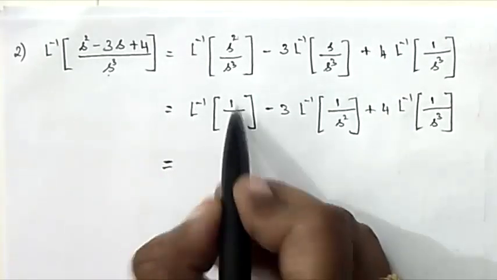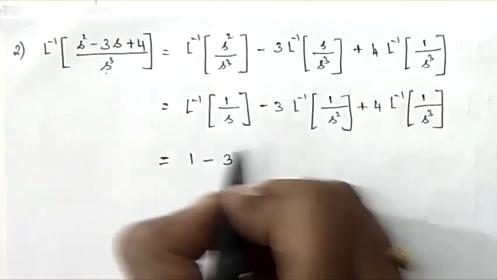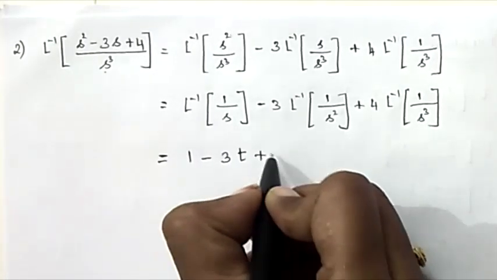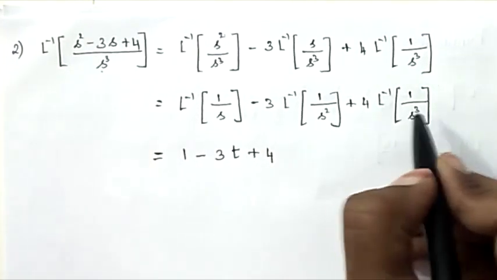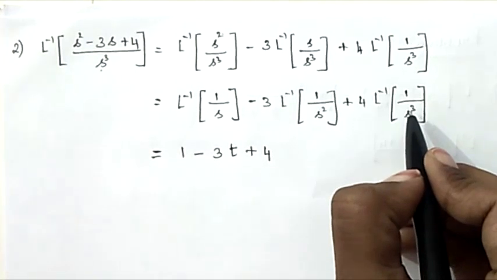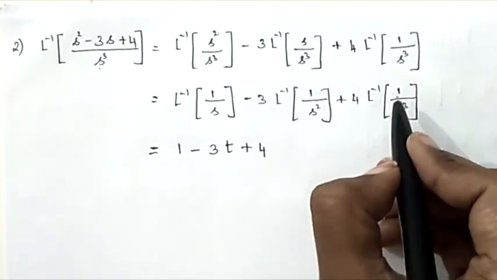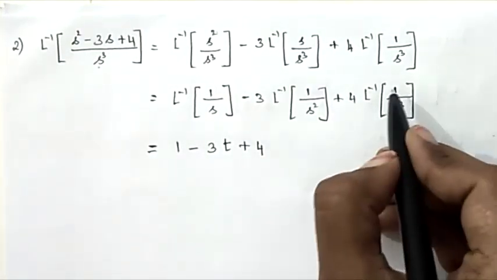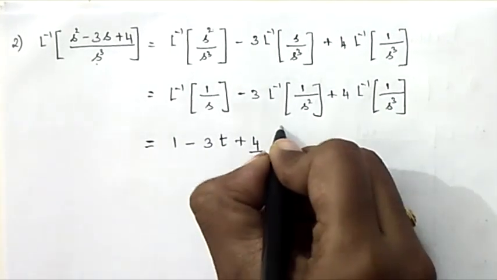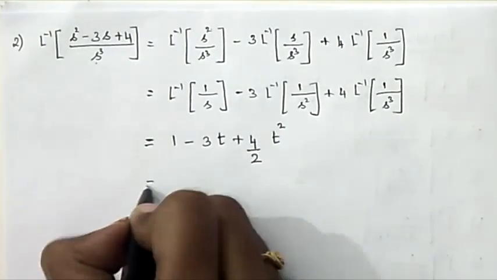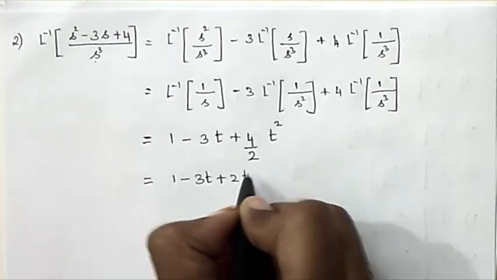By formula, L inverse of 1 by s is 1, minus 3 times L inverse of 1 by s square, which is t, plus 4 times L inverse of n factorial by s power n plus 1. We see that here n takes the value 2, so n plus 1 is 3. But that n factorial is missing here. So we shall try to divide by that n factorial, where n takes the value 2. So I will divide it by 2 and write it as t square. In simplified form, I can write 1 minus 3t plus 2t square.